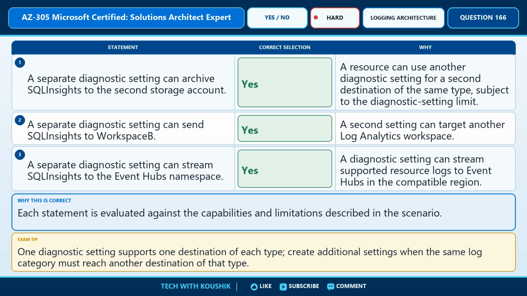Keep this examination point in mind. One diagnostic setting supports one destination of each type. Create additional settings when the same log category must reach another destination of that type.